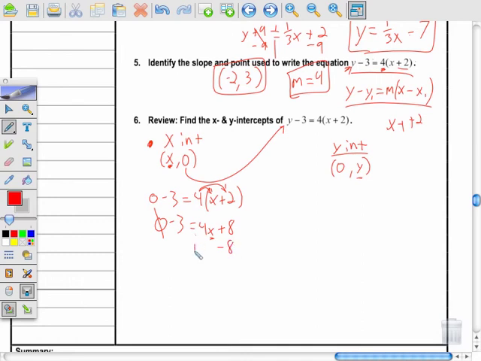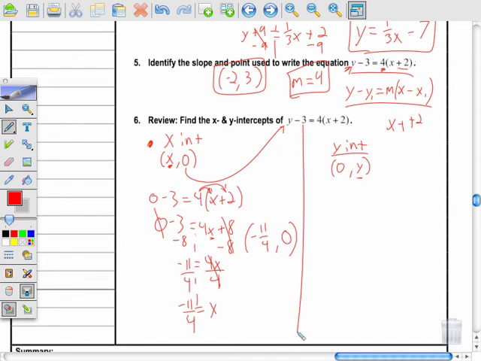We're trying to solve for x. We want to know what that x value is. So let's get x on one side. Let's minus 8, minus 8. So your 8s would cancel. Negative 3 minus 8, that'd be negative 11 equals 4x. Divide both sides by 4. The 4s would cancel. X would equal negative 11 over 4. So your x-intercept as a point would be negative 11 over 4, comma, 0.